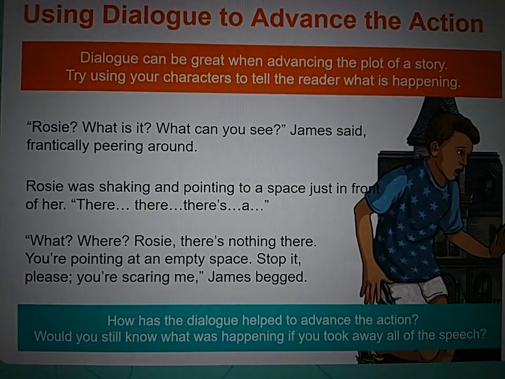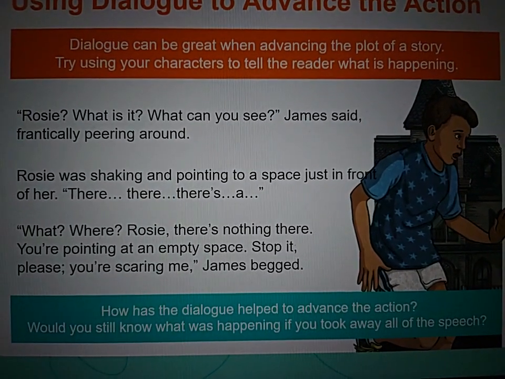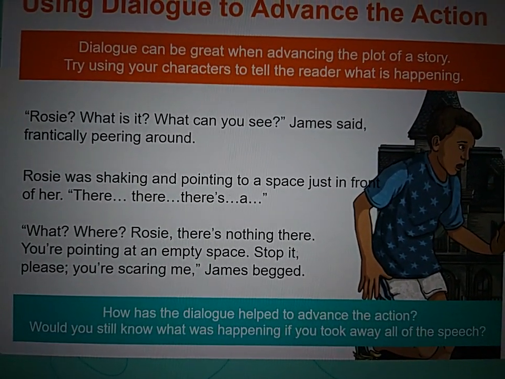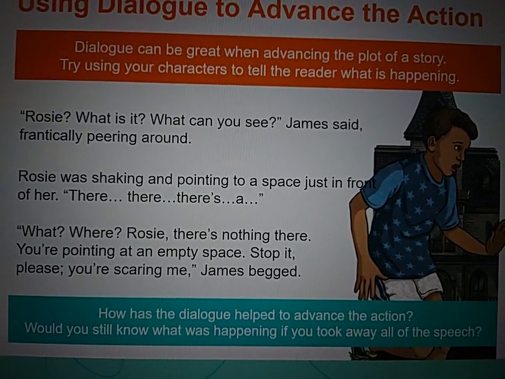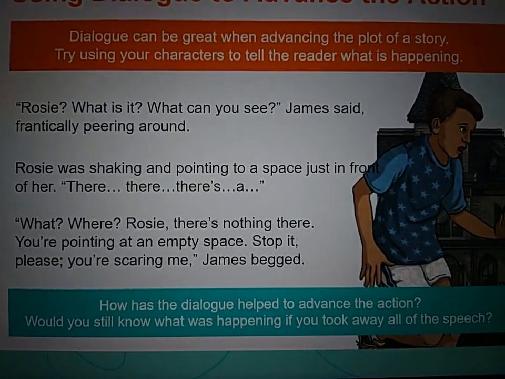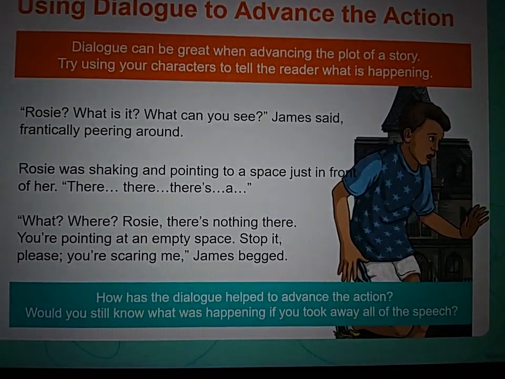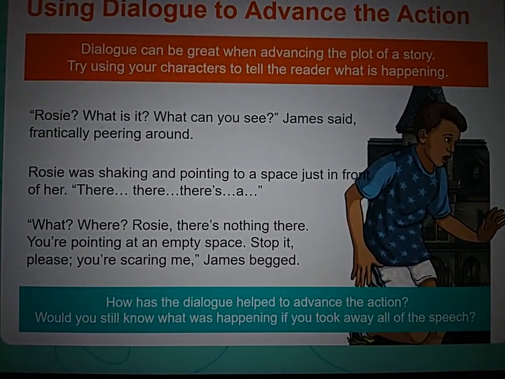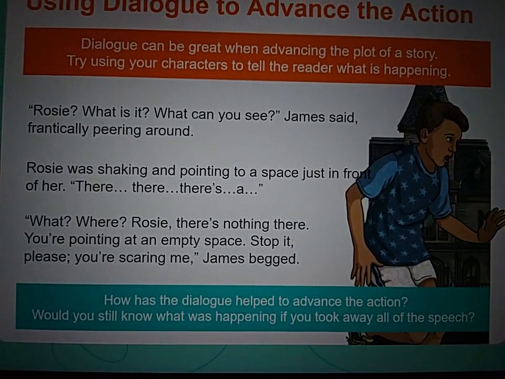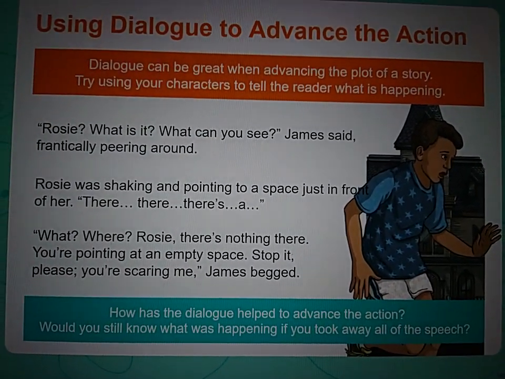Okay, so how has the dialogue helped to advance the action here? Would you still know what was happening if you took away the speech? So clearly there's a ghost or something. She's saying it wasn't haunted, but clearly she's seen a ghost. But rather than the dialogue saying Rosie saw a ghost, Rosie's suggesting in her speech that a ghost is there.